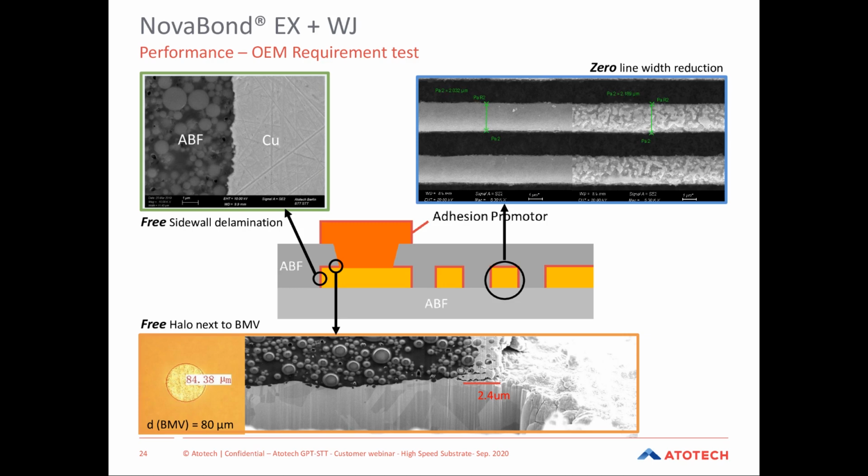And the next one will be the line width reduction. What we can see here is from the line and space of 5 to 5 micrometer. There is no significant change, initially on the left-hand side.